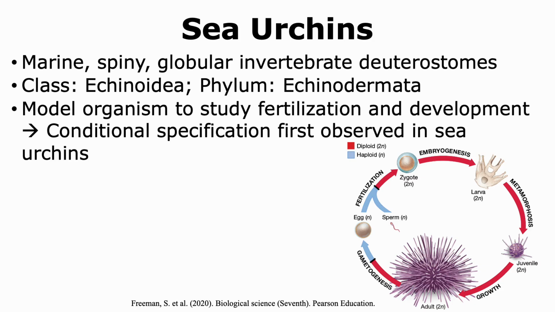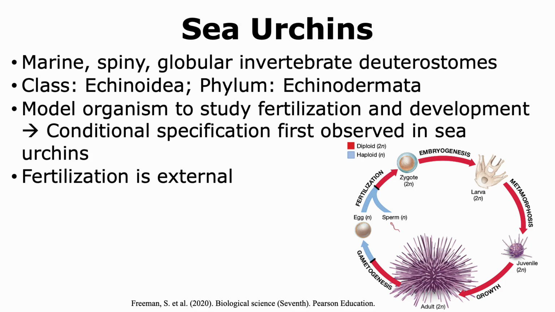Sea urchins have been used as model organisms to study different developmental aspects, including fertilization. In fact, they were the first organisms that were used to understand conditional specification. In the case of sea urchins, fertilization is external.